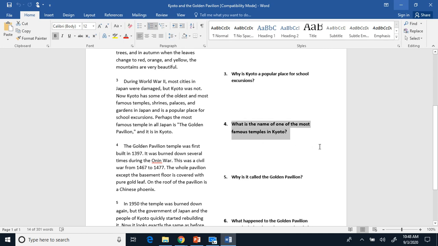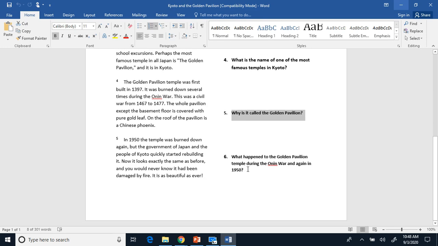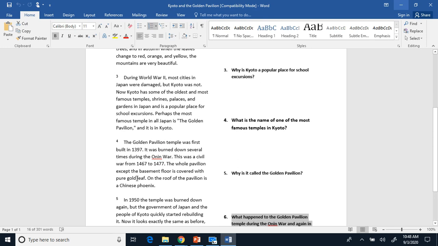Four, what was the name of one of the most famous temples in Kyoto? Five, why is it called the Golden Pavilion? And six, what happened to the Golden Pavilion during the Onin War and again in 1950?